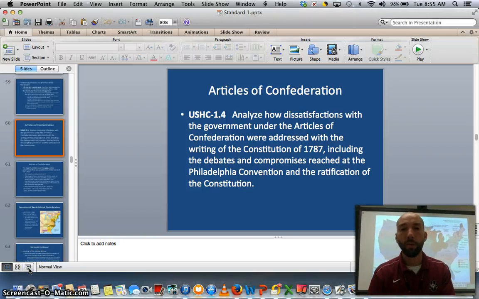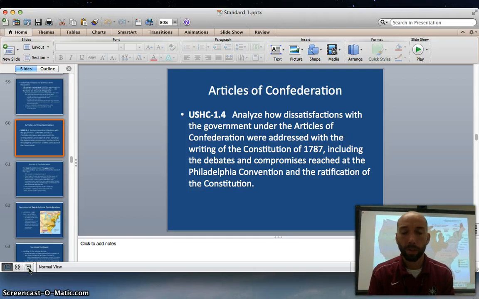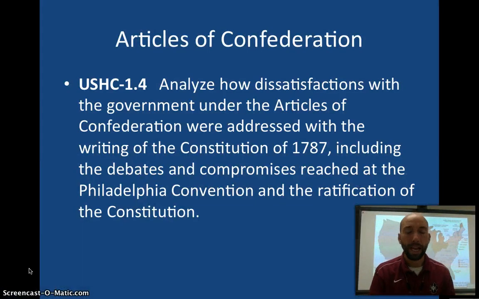In this unit, we're looking at 1.4, which is the Articles of Confederation. What we're going to look at is the government that's created after the Revolutionary War. The key thing to understand about that government is that it's shaped by what happened before the Revolutionary War.